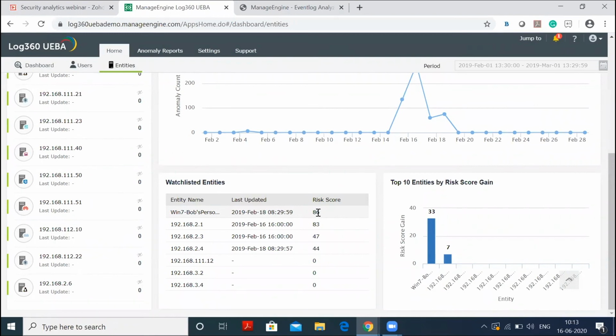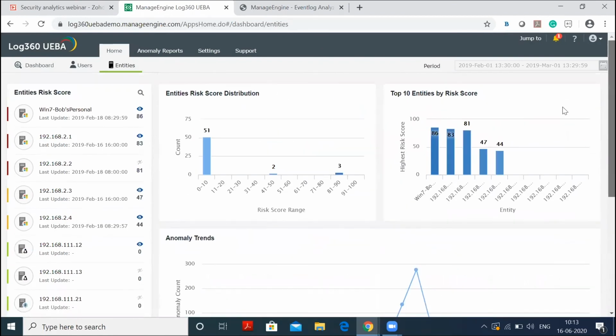So what UEBA is doing, to quickly summarize, is learning from your logs what to expect. This is the training period of the machine learning algorithm, where it learns from your logs exactly what is going on, and it forms what we call a security baseline. And once it forms the security baseline, it can then subsequently detect anomalies in your users and systems.